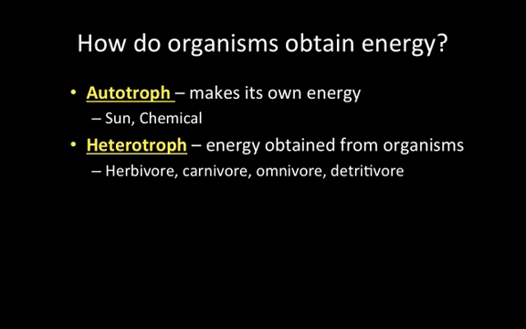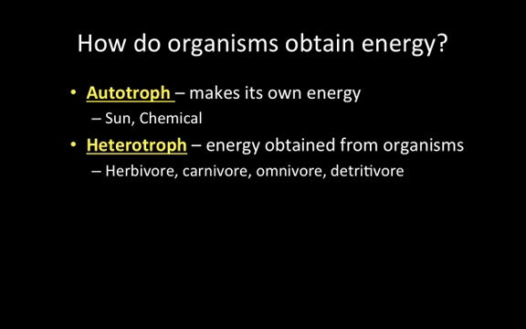So when we talk about all of these different relationships, it's important to understand how organisms are able to obtain energy. And there are two ways that organisms can do this, the first being an autotroph. Auto simply means self, and troph, loosely translated, means feeding. So autotrophs are self-feeders. They're able to make their own energy. So this includes things like the sun. Anything that takes energy from the sun is an autotroph.